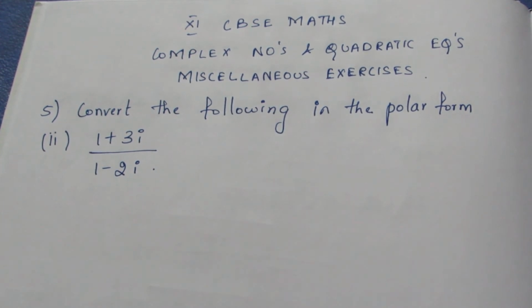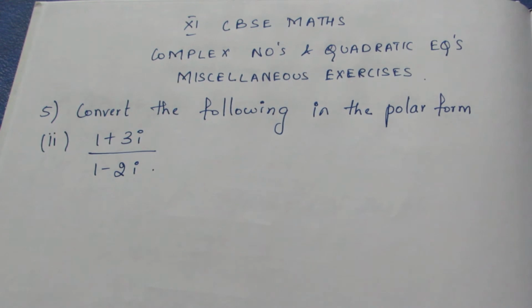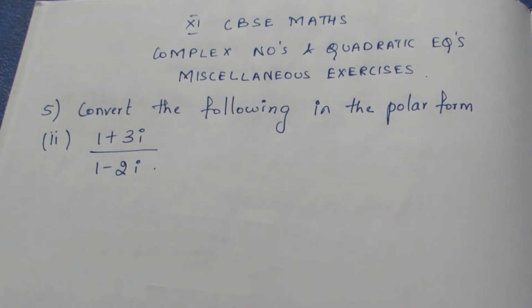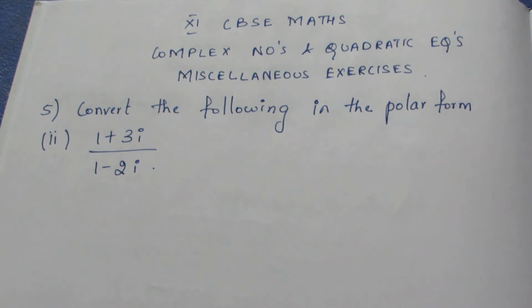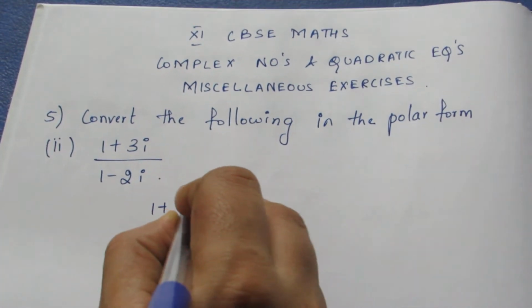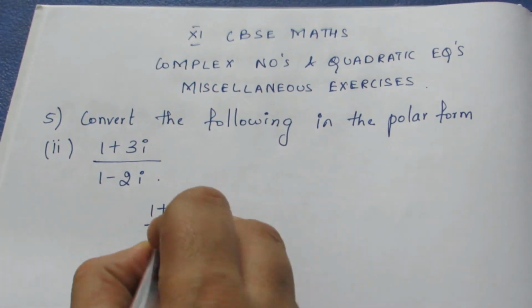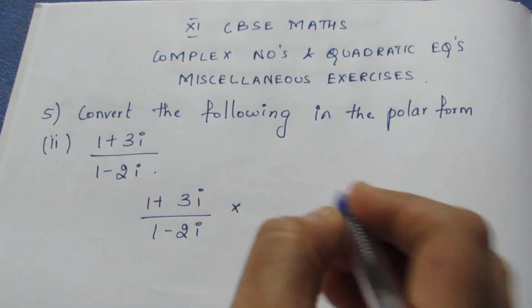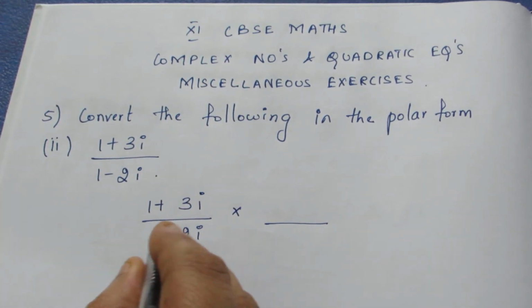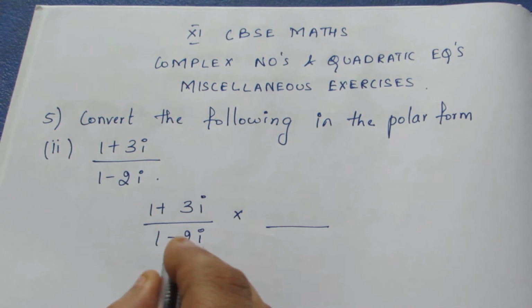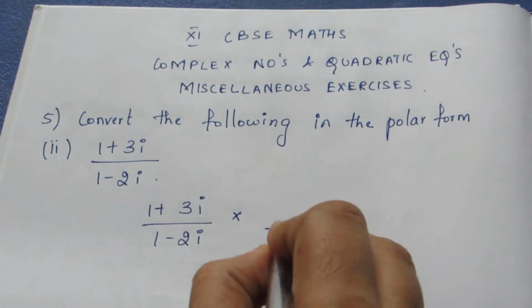To convert to polar form, if there is no complex number in the denominator, it will be easy for us to convert. If there is a complex number in the denominator, it's quite difficult. For that reason, I am going to conjugate the given expression, (1 plus 3i) by (1 minus 2i). To conjugate, just multiply with the opposite sign. If it is minus, multiply with plus. If it is plus, multiply with minus.